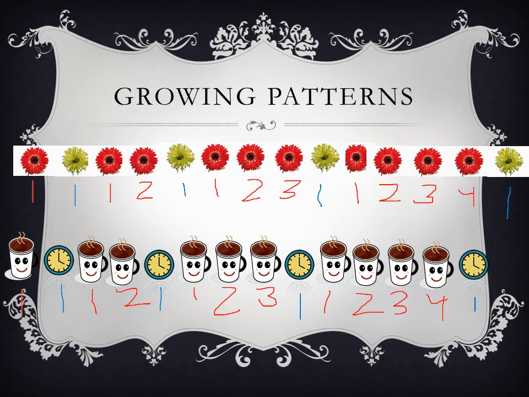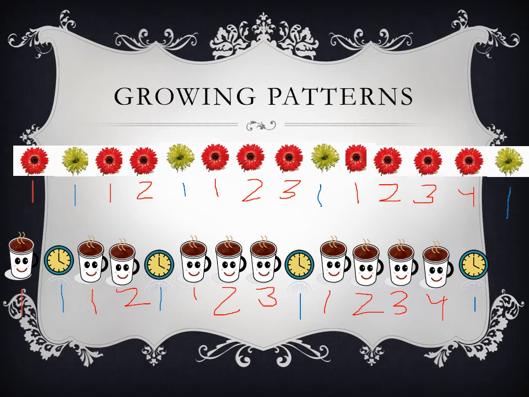And the next thing that we're going to talk about are growing patterns. So we've talked about repeating patterns, now we're going to talk about growing patterns. Growing patterns have something in them, like we've been doing with flowers that would keep getting bigger and bigger, or growing, getting larger, becoming more. So in our first pattern, we have two types of flowers.